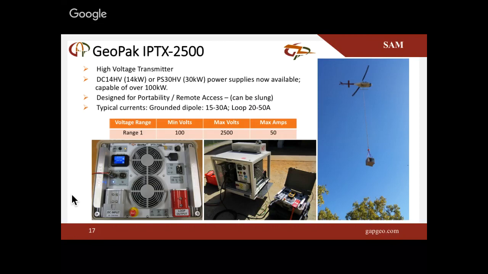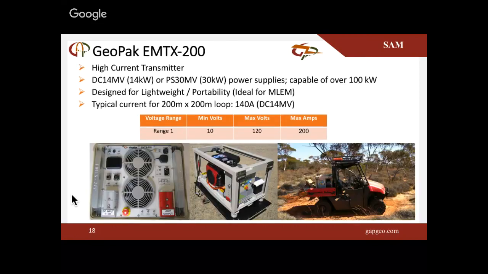If you want high voltage surveys, we do have a high voltage transmitter. It's a portable system designed to be slung into places if need be for poorer access. We've limited our voltages to 2500 volts. There are practical constraints and safety constraints into what you can actually use in the field as well. So that's something that we're very aware of as to what the limitations might be from a safety perspective.